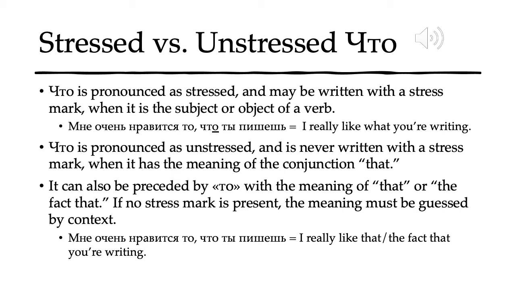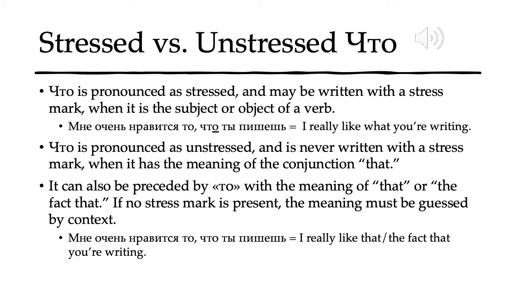And we see here that то is the subject of the verb нравится, and then что is the object of the verb писать, but they both refer to the same thing. It's what you're writing. Мне очень нравится то, что ты пишешь. However, что can also be pronounced as unstressed, and in that case it will, of course, not be written with a stress mark, when it has the meaning of the conjunction that. So if we have something like «Я знаю, что ты пишешь», that means I know that you write. Not I know what you're writing, but I know that you write.